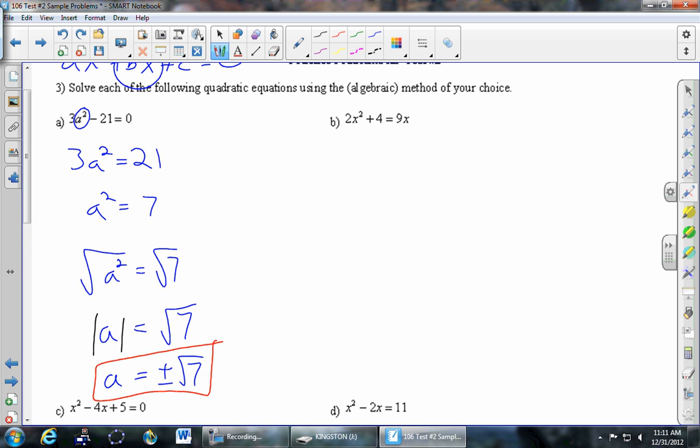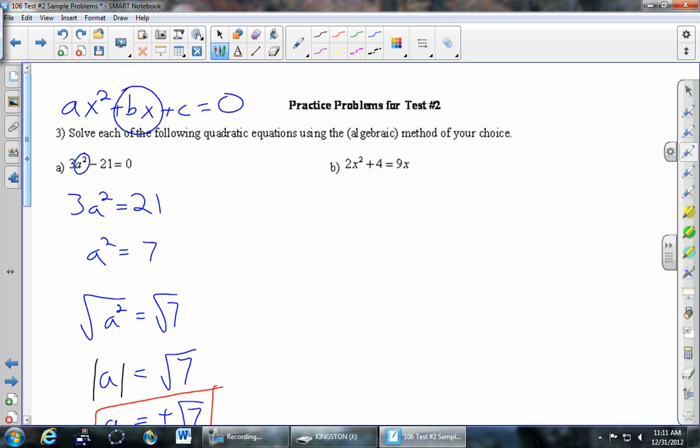Part B, 2x squared plus 4 equals 9x. So I'm going to get this to look like the top left blue equation up there, the ax squared plus bx plus c equals 0. So we do that by getting the right-hand side equal to 0. I'm going to subtract 9x, but I'm going to do it in a way that puts the 9x right in the middle where it belongs. So now it's in standard form. It looks like the top left blue equation. And you're welcome to use the quadratic formula now.